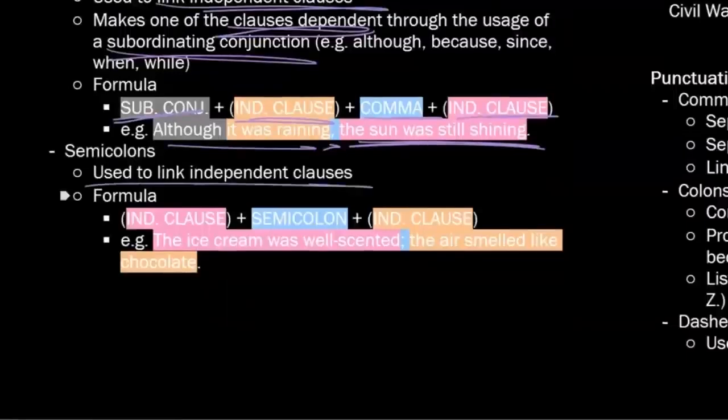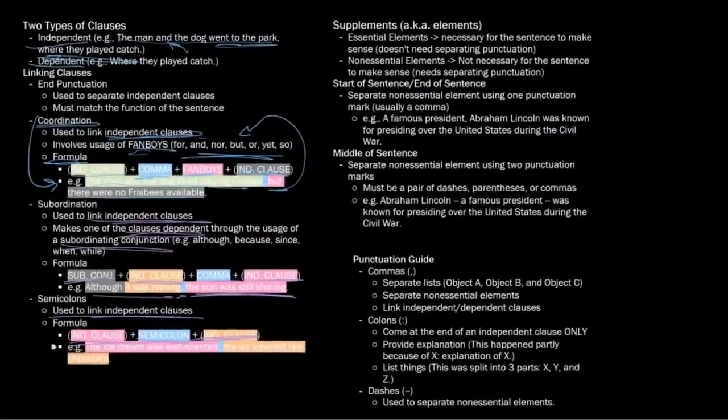Lastly, we've got our semicolons. Here we're going to use them to link independent clauses again. Semicolons are the easiest one. You just have to have an independent clause, then a semicolon, a space, and then an independent clause. So the ice cream shop was well scented, semicolon, the air smelled like chocolate.